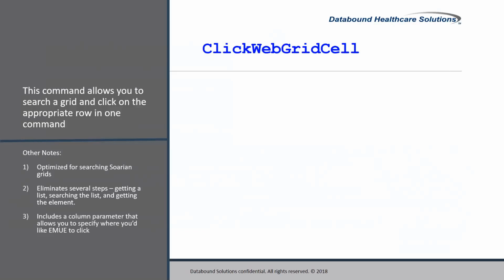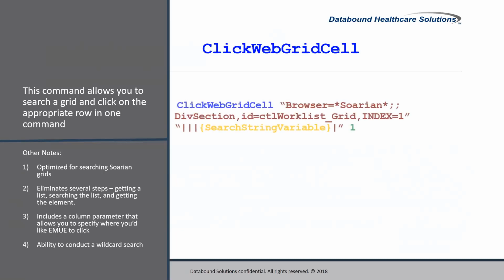Grids are a little bit different because in order to interact with something, it actually has to be visible on the screen. So for instance, if you have a scroll bar on a grid, the row that you're trying to click on has to actually be visible on the screen. Before with tables, it didn't matter that way, but with grids, it does. So there are a few other things that we're doing in click web grid cell that are different than the way we were doing it.